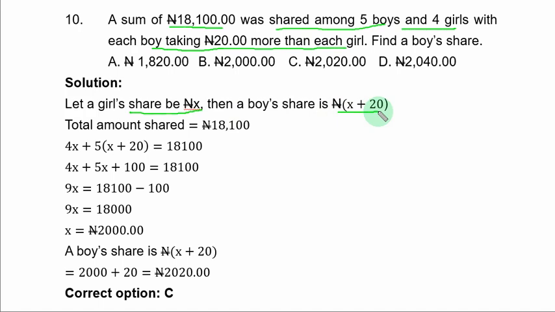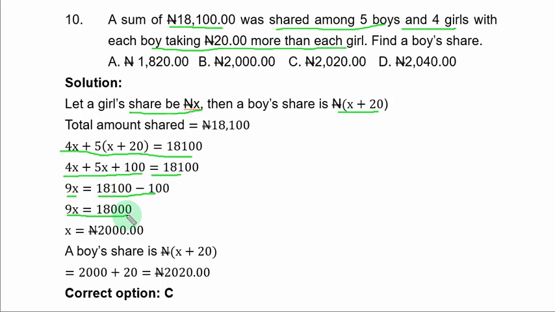From the problem, you have 5 boys and 4 girls. That means 4s plus 5 times (s plus 20) is equal to the total sum of money, 18,100 naira. If you open the bracket, you have 4s plus 5s plus 100 equal to 18,100 naira. Now 4s plus 5s is 9s. If you transfer plus 100, it becomes minus 100 in this form. And when you subtract, you have 9s equal to 18,000.